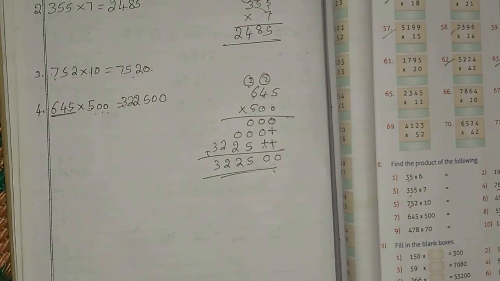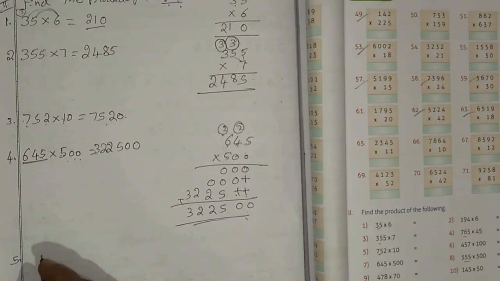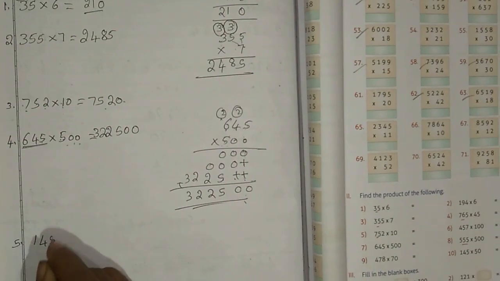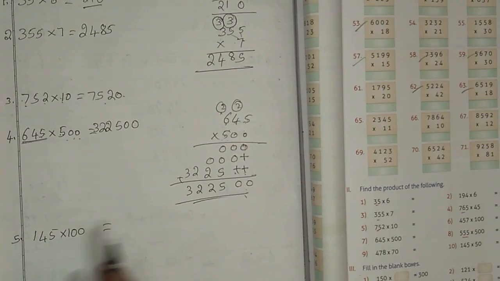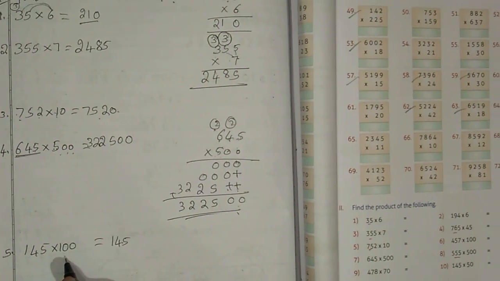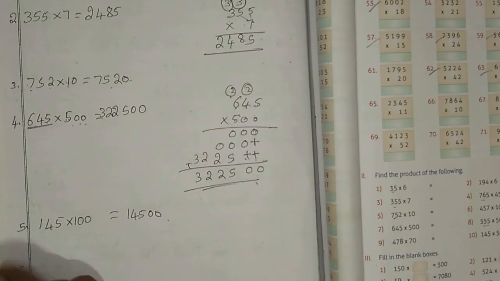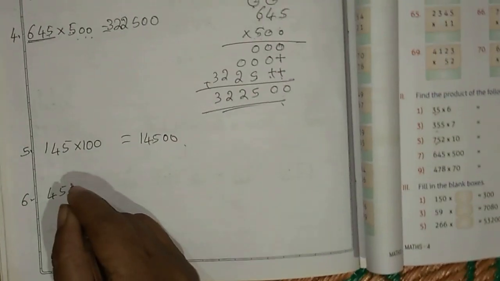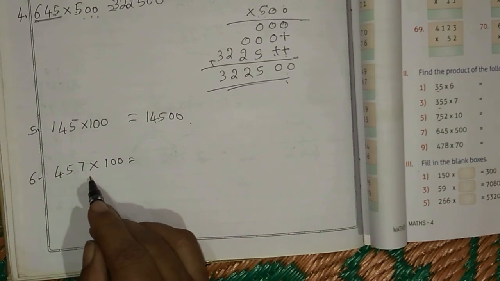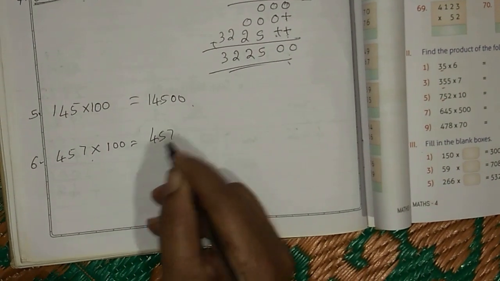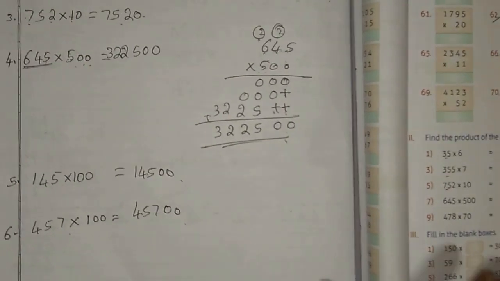See, here also same. Fifth sum children now. 145 multiplied by 100. So, you can do directly this. If 1 is given, see 145 ones are 145. How many zeros is there? 2 zeros is there. Okay children. Now, sixth sum, 457 multiplied by 100. See, 457 ones are 457. How many zeros is there here? 2 zeros. Okay.